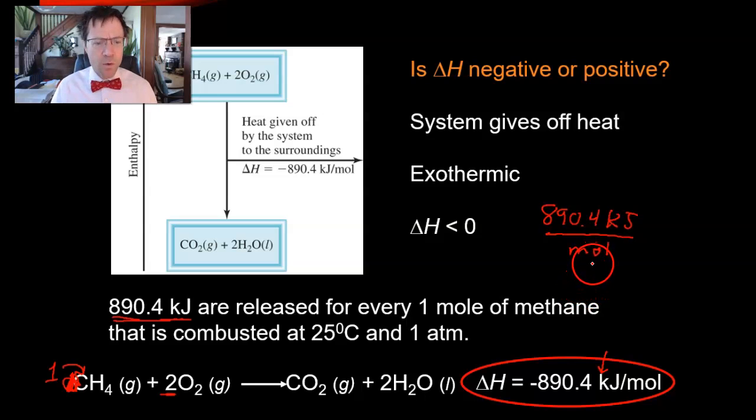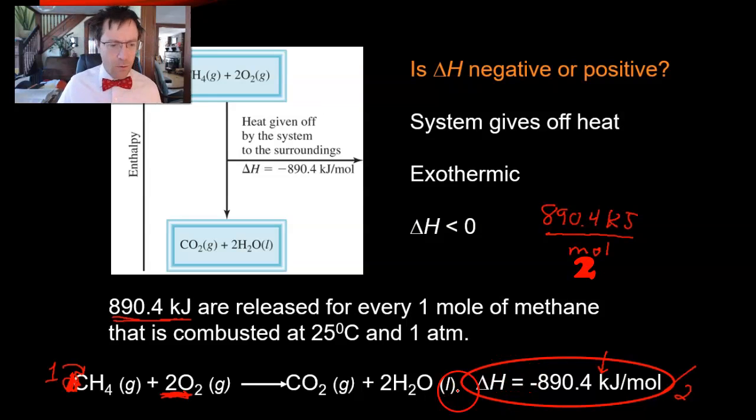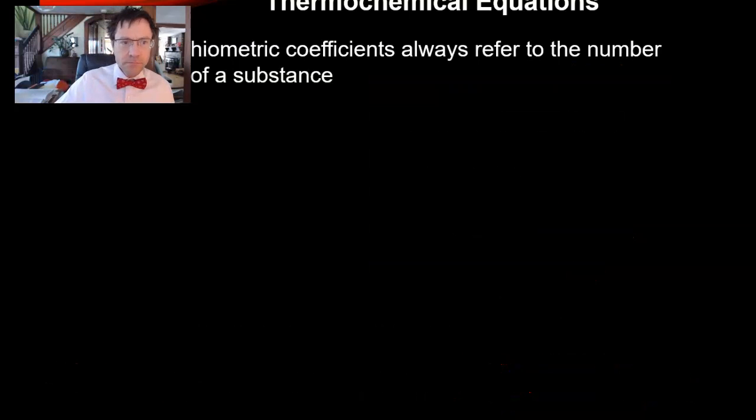Well, how many moles of O2 do we have? There's 2 of these, right? So 2 moles will yield this, so we're actually going to have to divide it by 2. I don't know if that makes sense. It has to cut in half, because if 1 methane yields 890, with 2 oxygens, each one's going to be half of that, because it takes 2 to make that happen. Does that make any sense at all? Maybe a little bit. We'll see. Moving on.